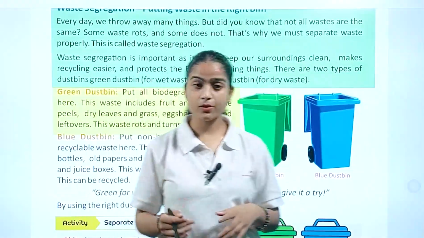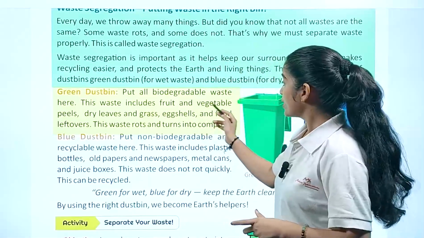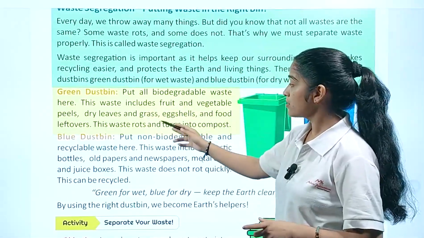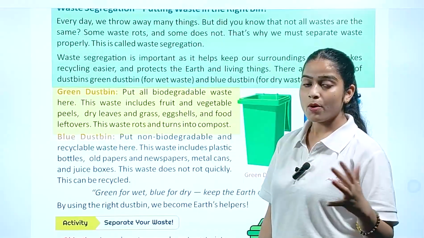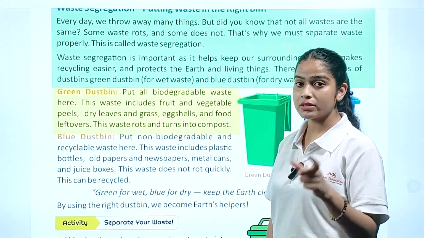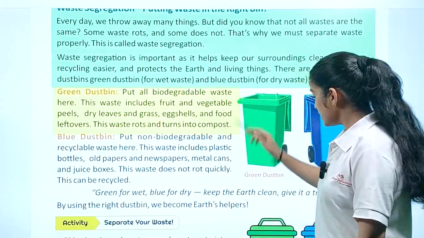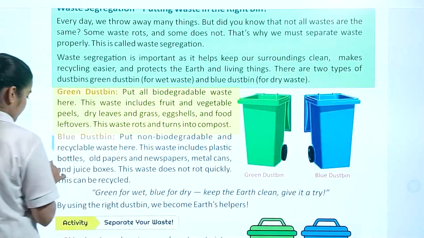So here we also explain what is meant by wet waste. Wet waste means vegetable and fruit peels, dry leaves, grass, eggshells, and food leftovers. This type of waste will be further converted into compost. That is why you have to segregate this type of waste in the green dustbin only. Next, you have the blue dustbin.